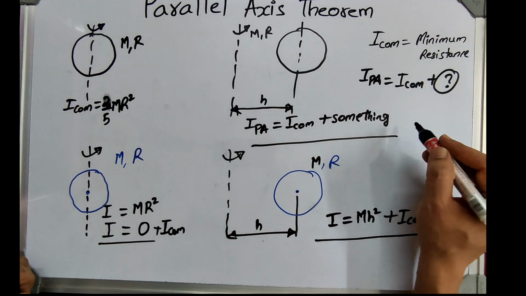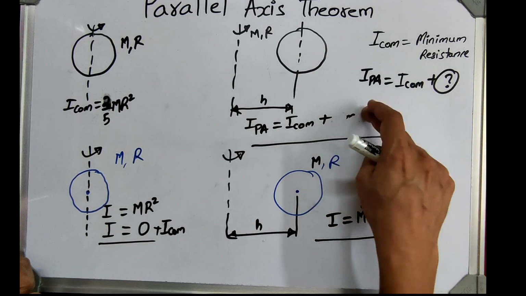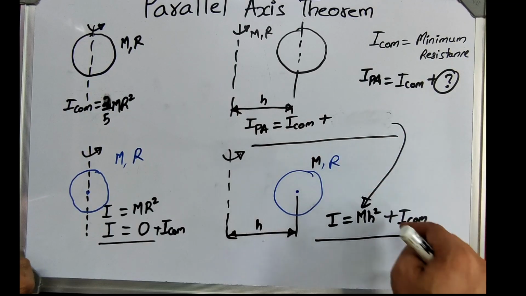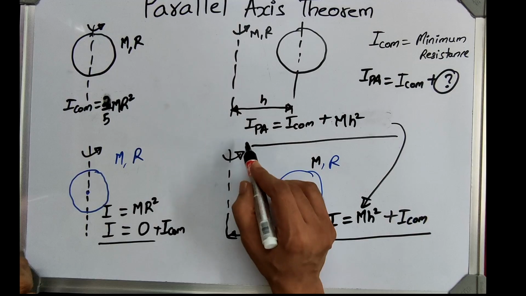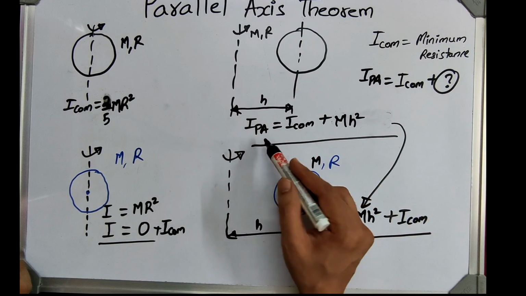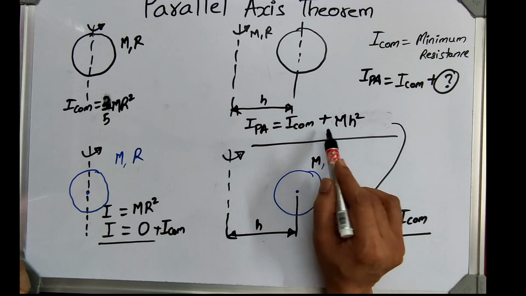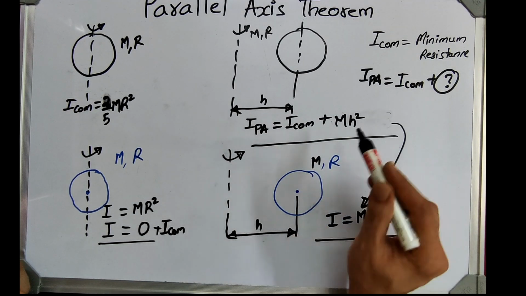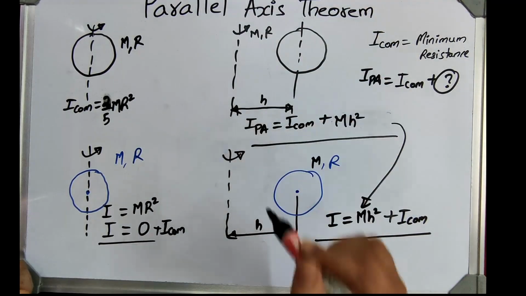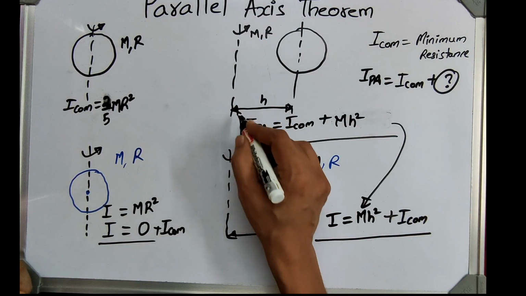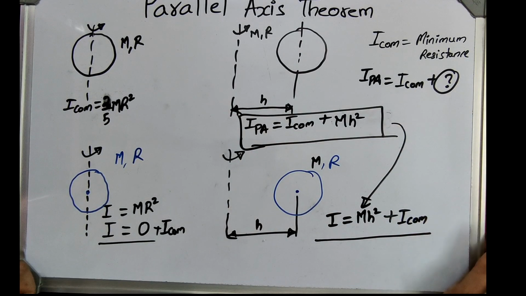When we equate, we get the value for this as equal to m h square, isn't it? I COM and I COM are the same, so here we go. I PA, that is the moment of inertia through a parallel axis, will be equal to I COM, that is the moment of inertia through the center of mass, plus m h square. What is h here? The distance between the two axes. This axis is parallel to this axis. So this is the famous formula that you'll find in the textbooks and in various study materials, including videos.